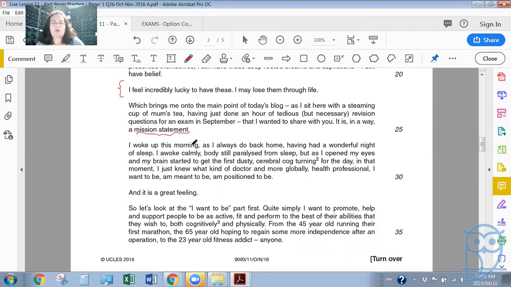I woke up this morning, as I always do back home, having had a wonderful night of sleep. I awoke calmly, body still paralyzed from sleep, but as I opened my eyes and my brain started to get the first dusty cerebral cog turning for the day. In other words, a cerebral cog. A cog is a piece of machinery that makes things turn. Okay, so in other words, his brain is starting to work.